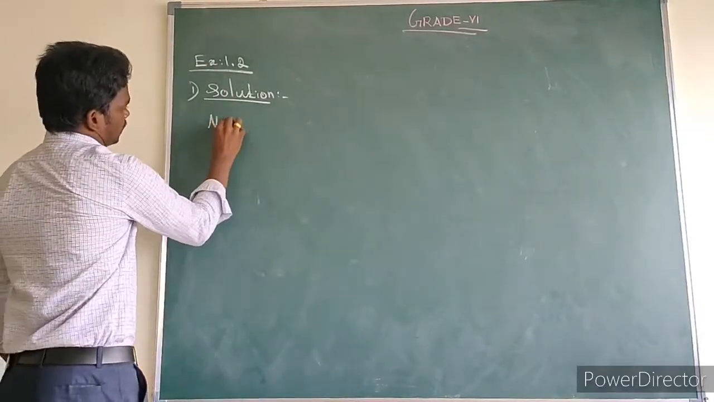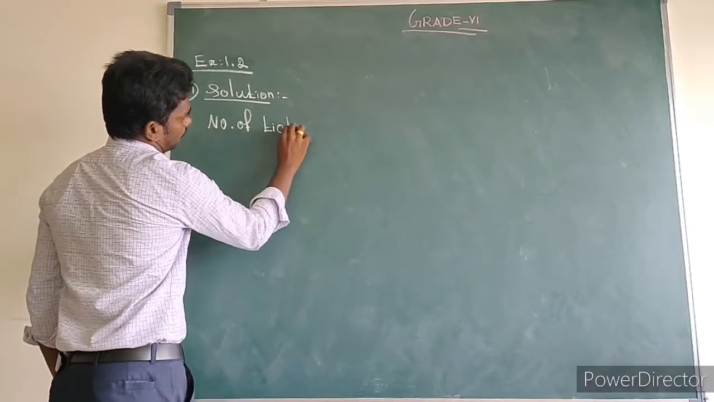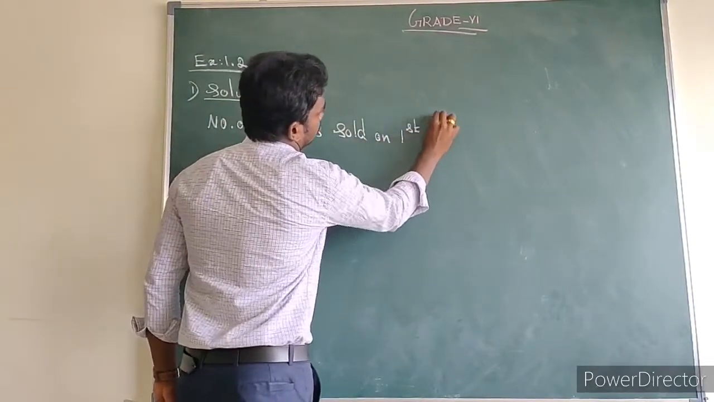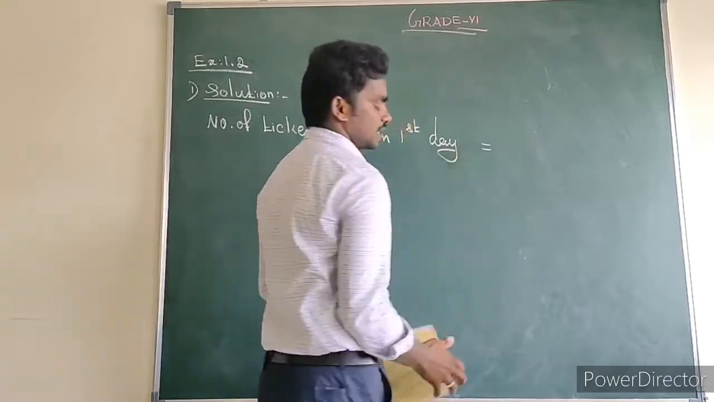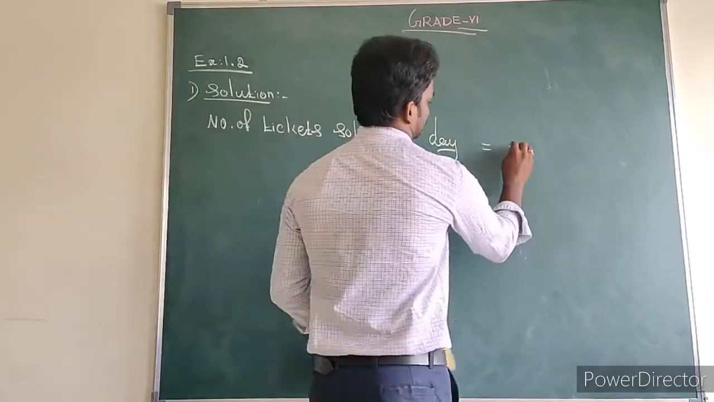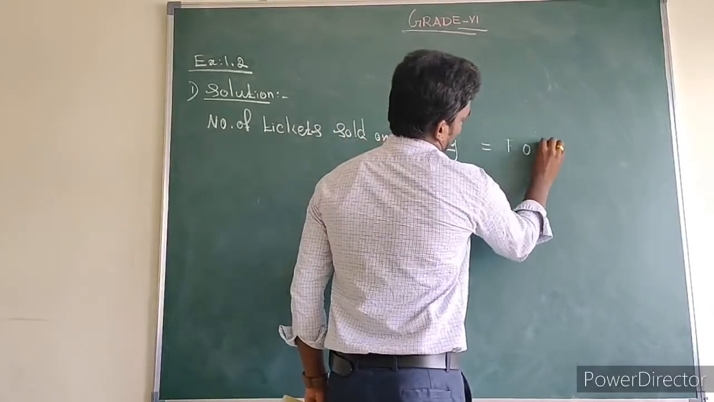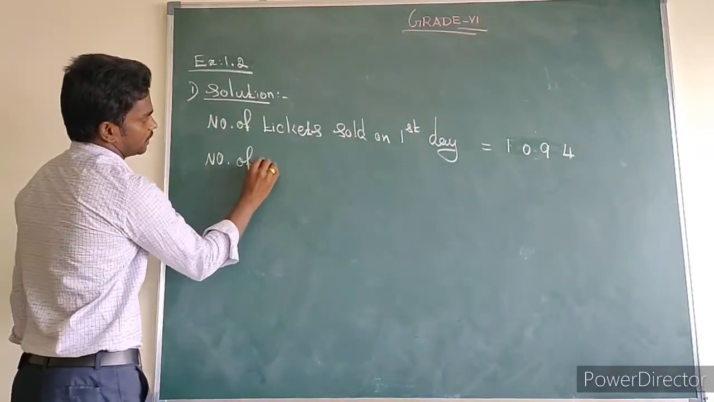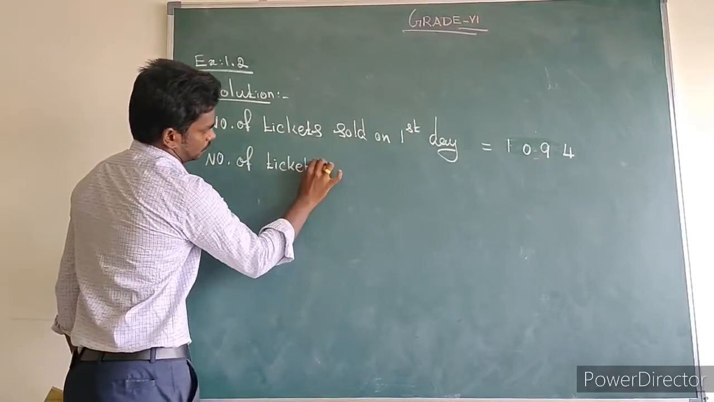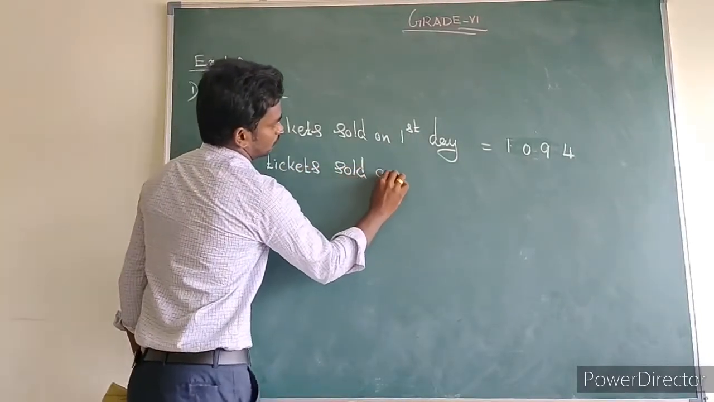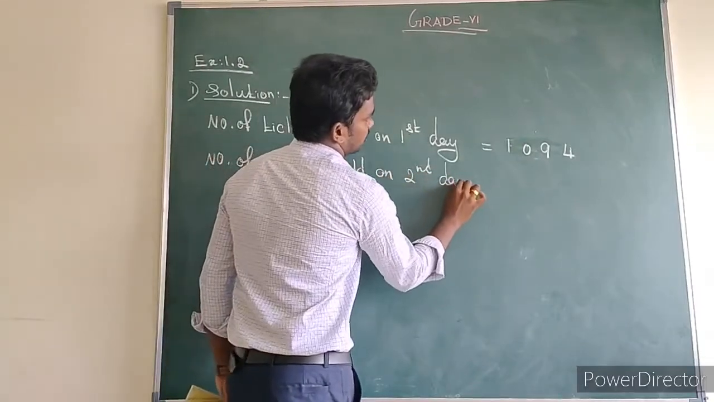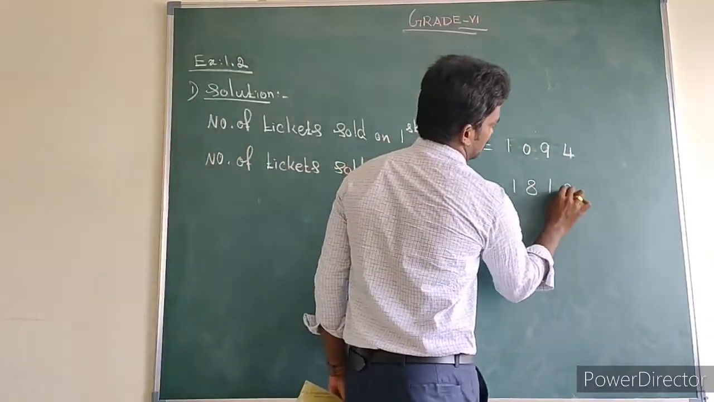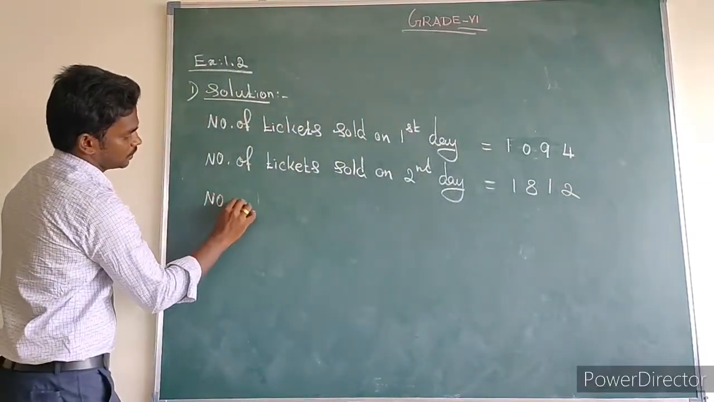So how to solve this? First, the number of tickets sold on the first day is 1094. Next, the number of tickets sold on the second day is 1812. In the same way, the number of tickets sold on the third day.